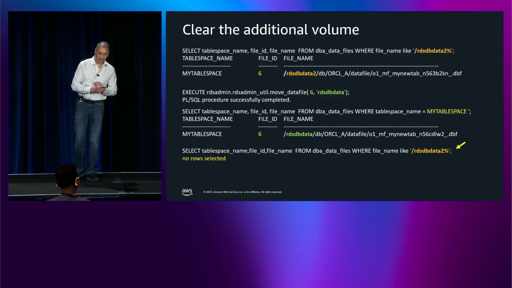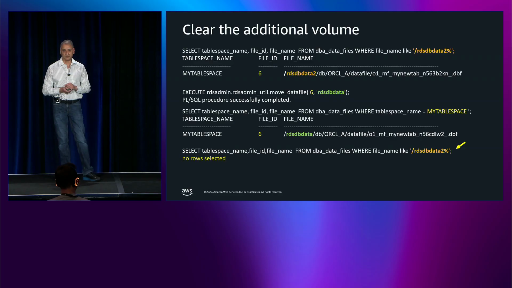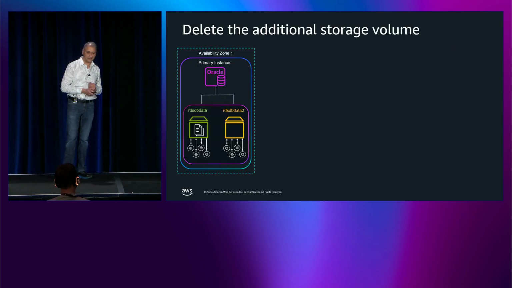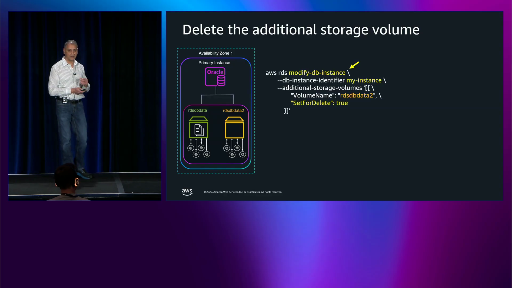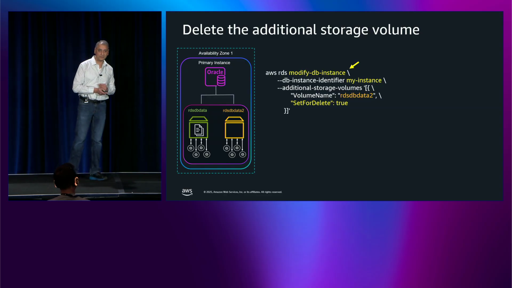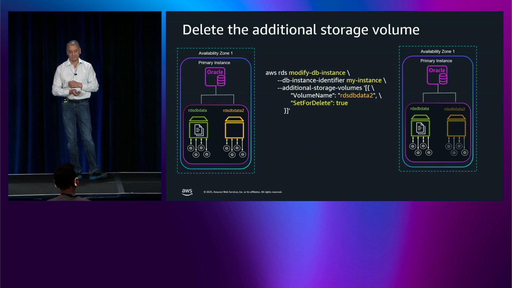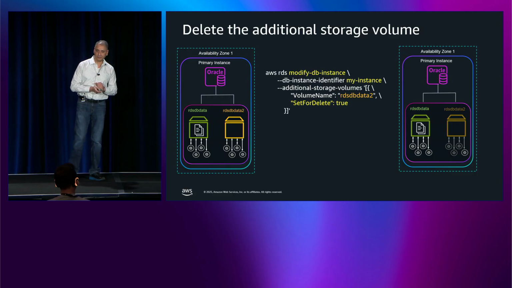And then I call a command to say, is there any more tablespace files remaining in my additional volume? And I see that there is no more tablespace files. The volume has been cleaned up. After the volume has been cleaned up, I can now remove the volume. To do that, I delete the storage volume by calling a command, modify DB instance again, and I mark it to say set for delete equals true. When I do that, the volume is marked for deletion, and you no longer charge for the volume that you used before.